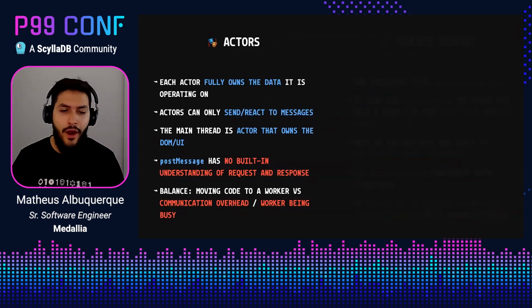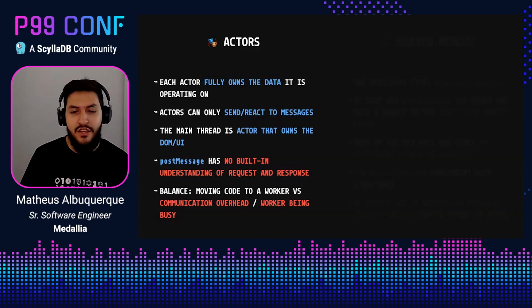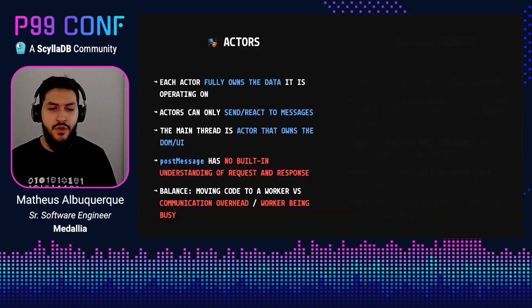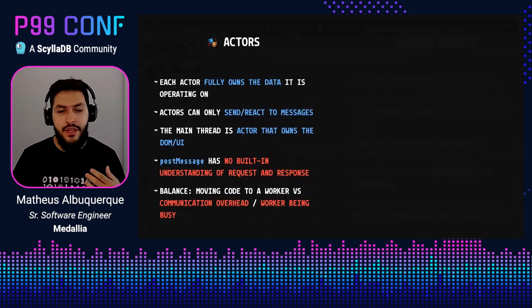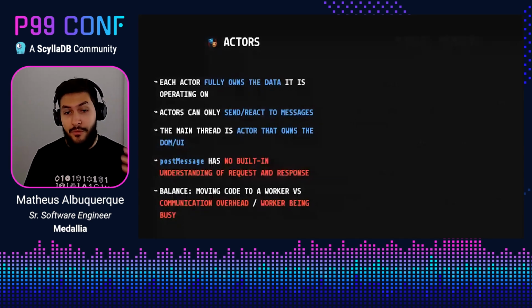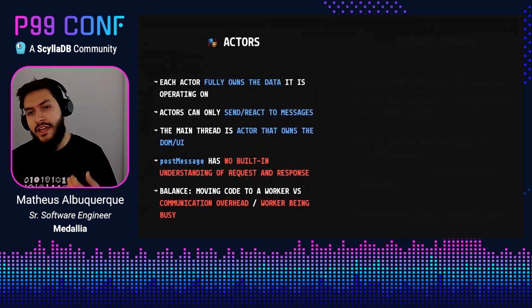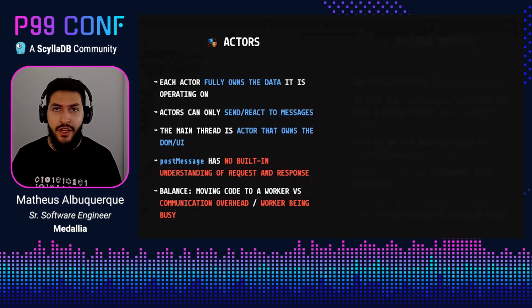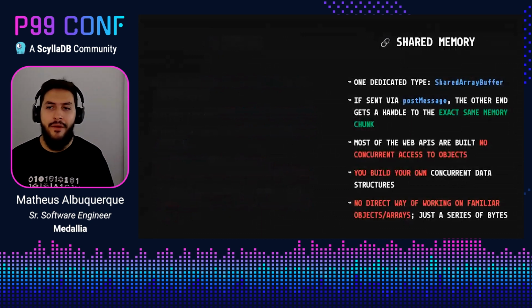But the thing here is postMessage, the method we have, has no built-in understanding of request and response. So what happens is we end up having to balance: okay, we're offloading this to a worker to improve performance, but there's the communication overhead of having to serialize everything, and that worker might be busy and we have to handle that with our code. The other abstraction is the shared memory model.